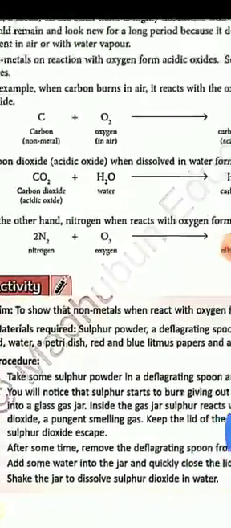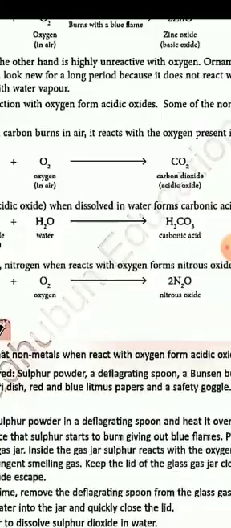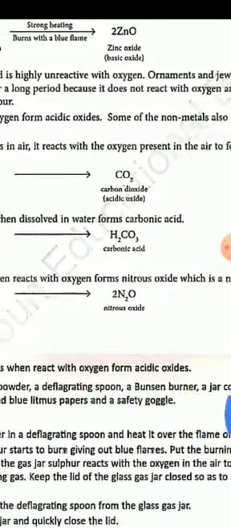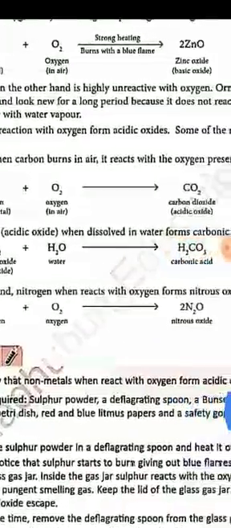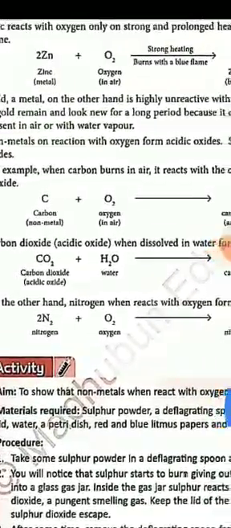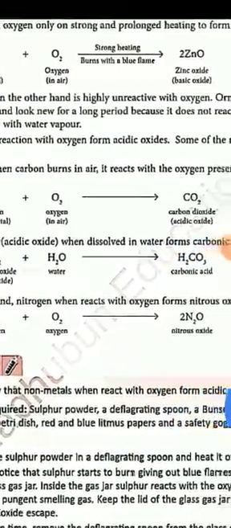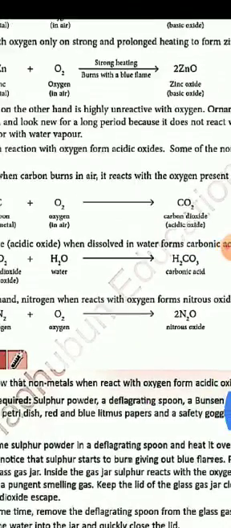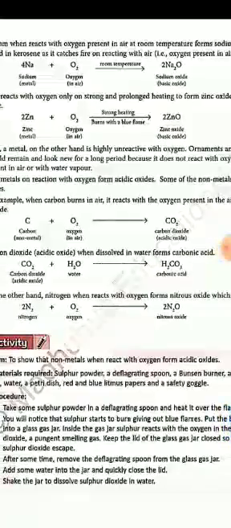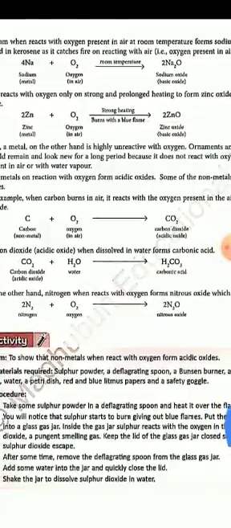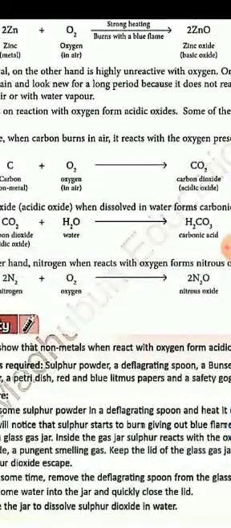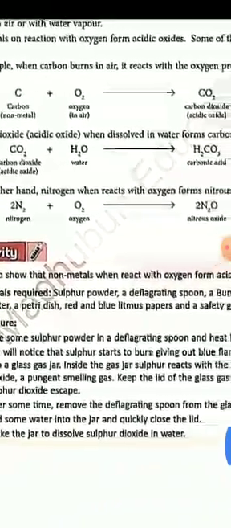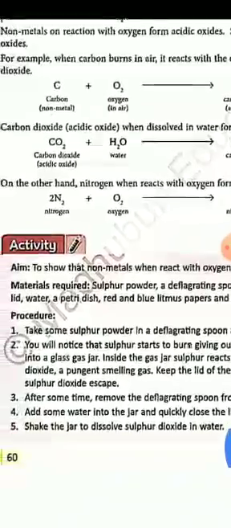Now, this carbon, when it reacts with oxygen, gives carbon dioxide. To find out that it is acidic in nature, we will dissolve this carbon dioxide in water, and after dissolving in water, it gives carbonic acid. Now, if we dip the blue litmus paper in this carbonic acid, we will see that it turns red, which shows that it is acidic in nature.